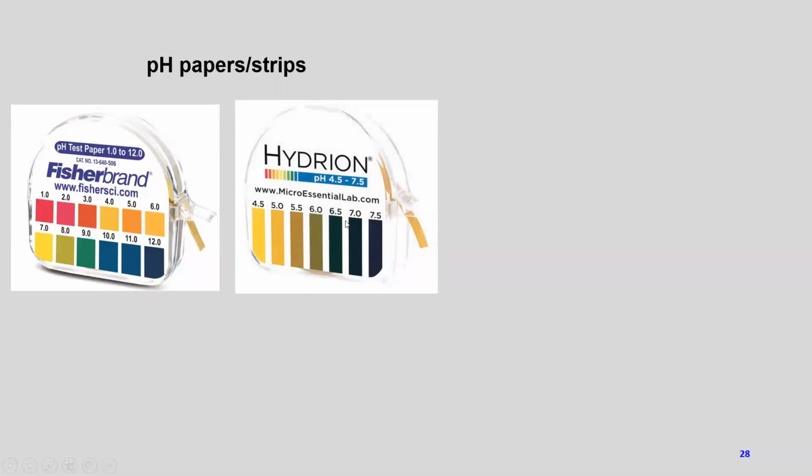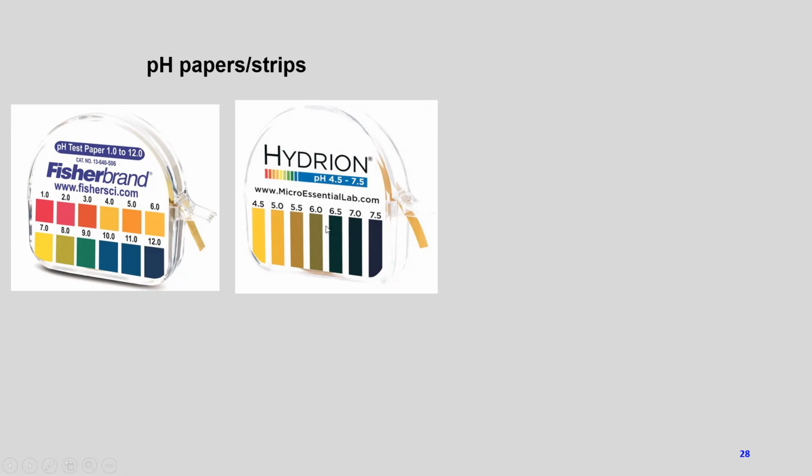You can use other, more accurate pH strips. For example, this one ranges between 4.5 and 7.5. So it's more accurate, by 0.5, right? If you want to just test between 4.5 and 7.5 pH, you can use this specific pH strip.